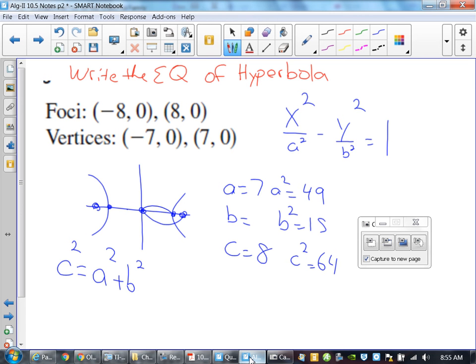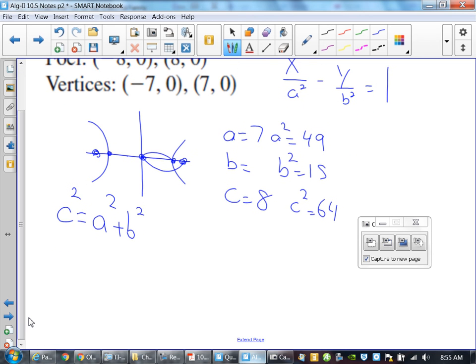When we did the ellipse stuff, we kind of rough sketched where things were going to decide whether it was vertical or horizontal, knowing that the value from center to the vertex is A, center to co-vertex is B, center to focus is C. So your final answer here would have been x squared over 49 minus y squared over 15 is one.